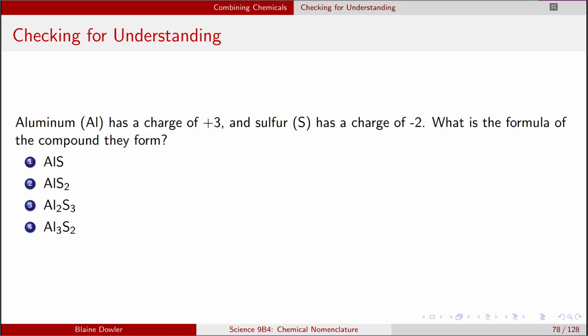Aluminum has a charge of +3 and sulfur has a charge of -2. What is the formula for the compound they form? AlS, AlS2, Al2S3, Al3S2. Pause now if you need more time. For this, the least common multiple of 3 and 2 is 6. We want to get both to a multiple of 6. Aluminum to +6, sulfur to -6. That means we'll need 2 aluminum and 3 sulfur, making it Al2S3.